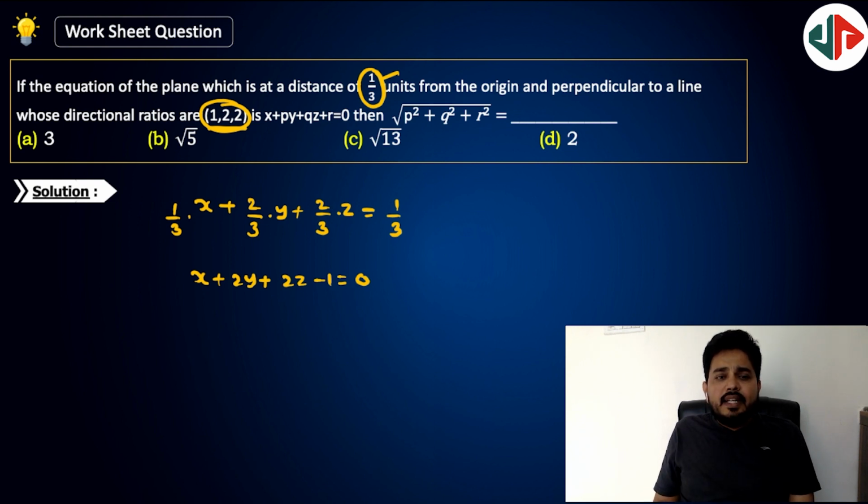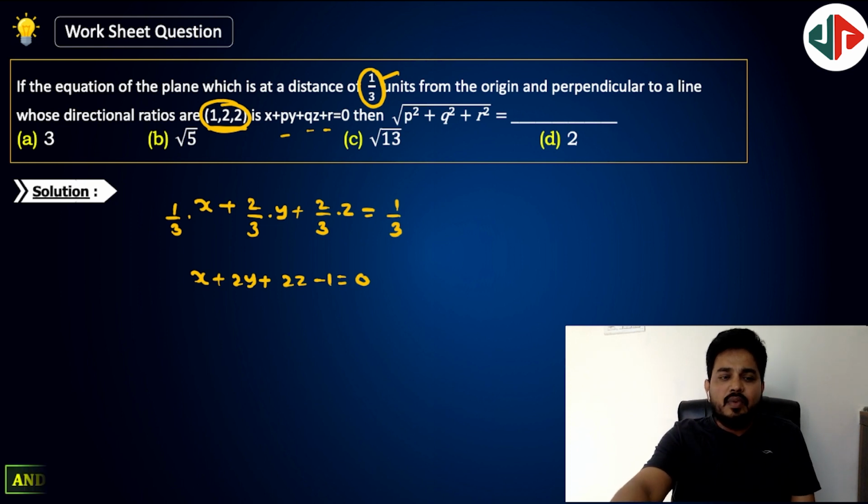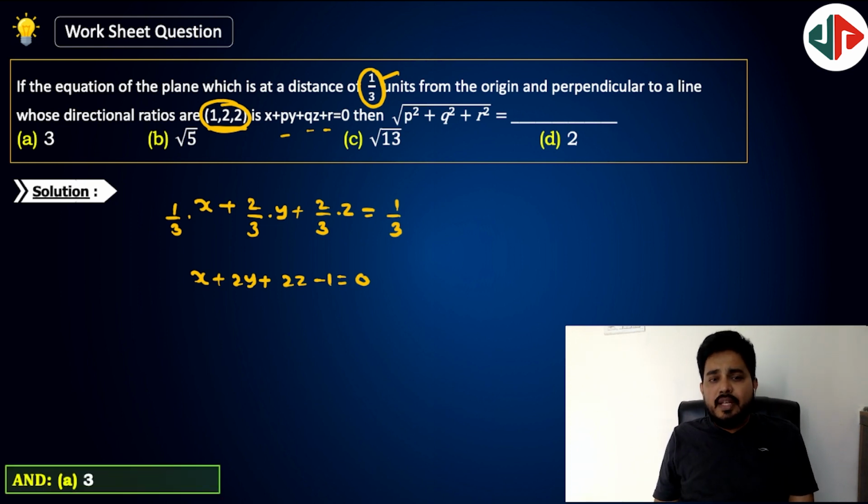So what is the plane equation? PQR. So the answer is equal to 3 root over 4 plus 4 plus 1.